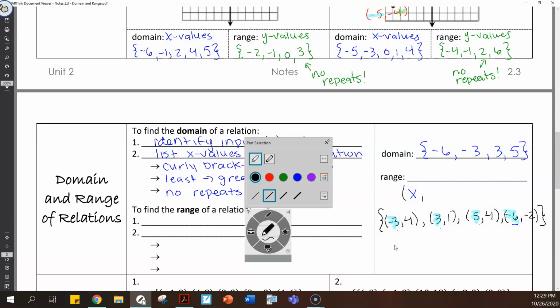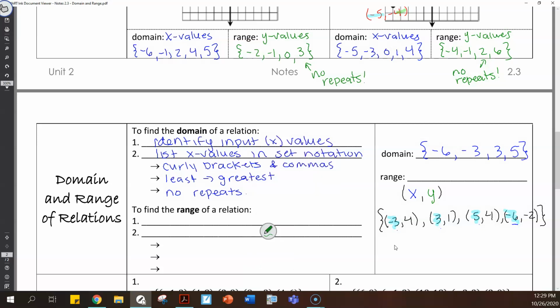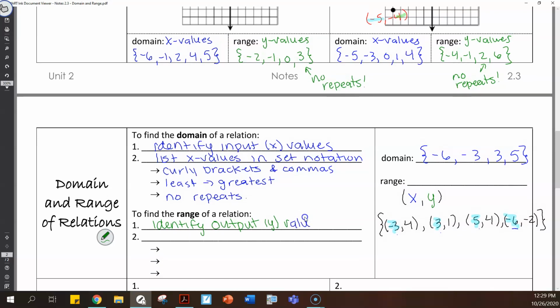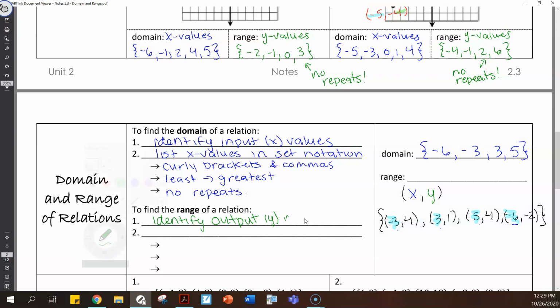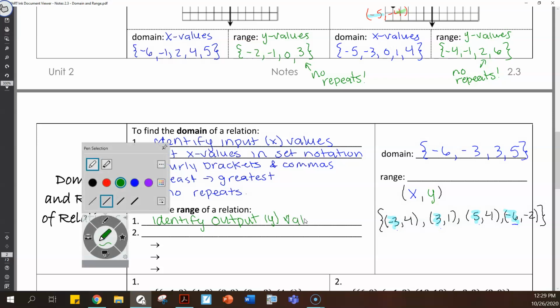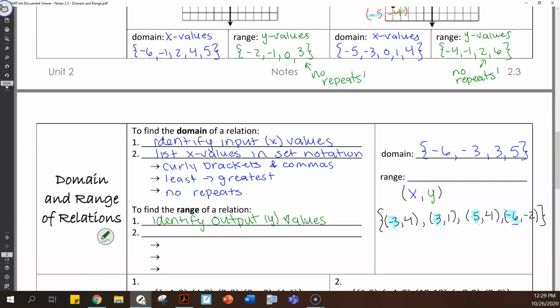Next, I'm going to look for my range. Remember that the range in an ordered pair is all of the y values. And the y values in an ordered pair are located in the second place. So to find the range, I'm going to identify the output values, or the y values. Switching colors in the middle. And I'm going to list those values in set notation.